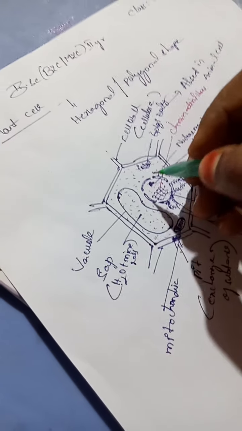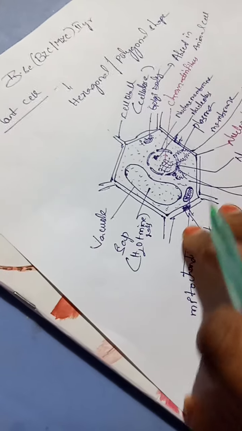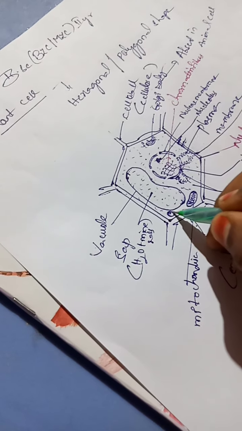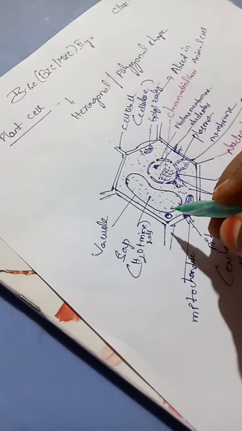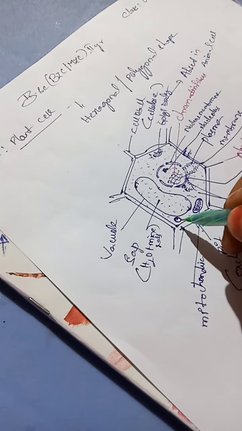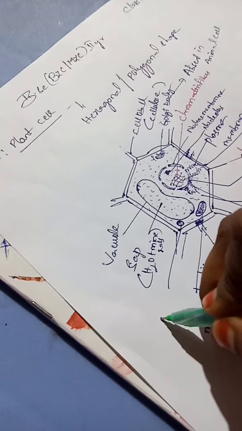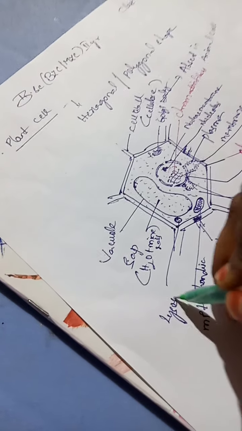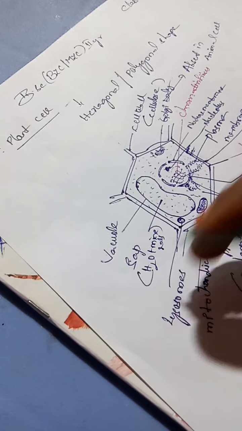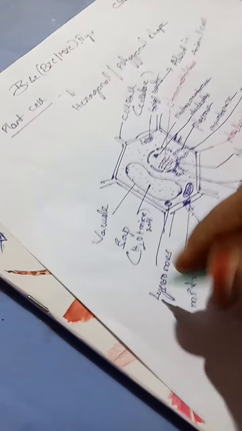Next, what we have to discuss here, the lysosomes. But here the lysosomes are present only one. The lysosome number will be lesser than in the animal cell. So these are the lysosomes. And in plants, the lysosomes are also called spherosomes.